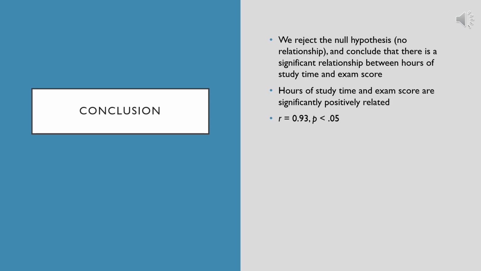More specifically, we found that hours of study time and exam score are significantly positively related, such that as one increases, the other tends to increase, or if one decreases, the other also tends to decrease. We found a correlation coefficient of 0.93, and we know that the probability of finding such a high correlation coefficient, given our data, is less than 0.05, meaning there's less than a 5% chance that we would see that high of a correlation just by chance, or that we would see that high of a correlation if in fact there was no true relationship.